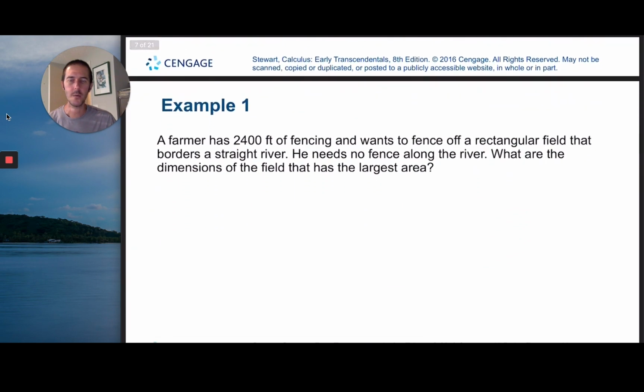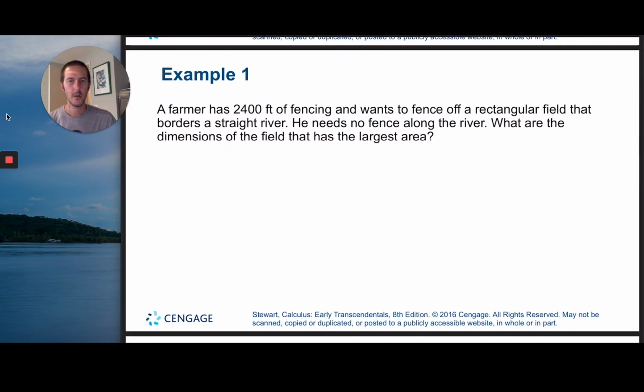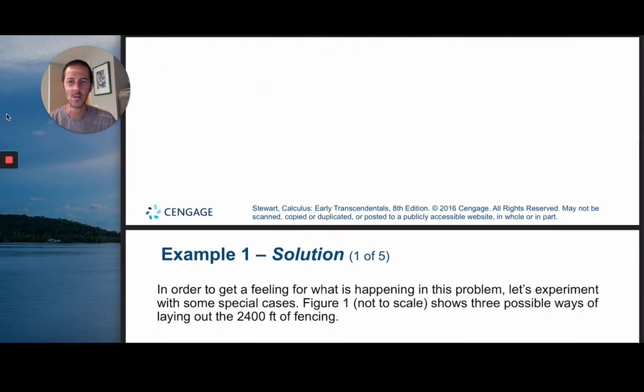Let's look at example 1 that's given to us. I knew this was coming. It's talking about fencing something in. A farmer has 2,400 feet of fencing, so that is sort of our restriction, and wants to fence off a rectangular field that borders a straight river. He needs no fencing along the river. What are the dimensions of the field that has the largest area?